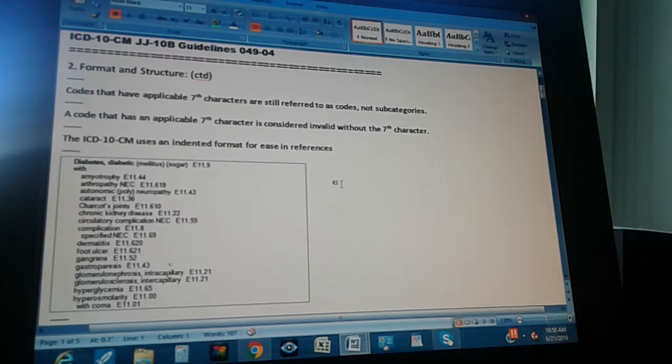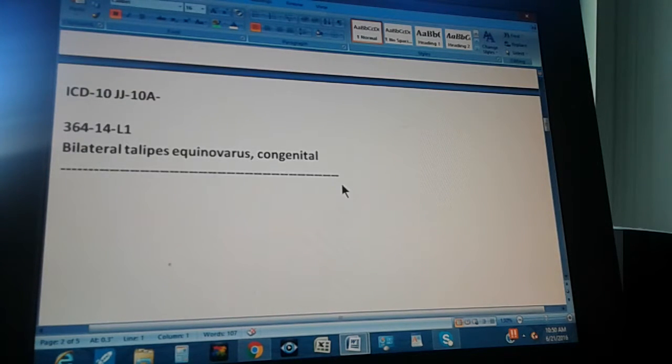Now we're going to do a problem. Ready, set, go. All right, ICD-10 workbook, page 364, exercise 14, and it's a level 1 exercise. It reads like this: bilateral talipes equinovarus, congenital.